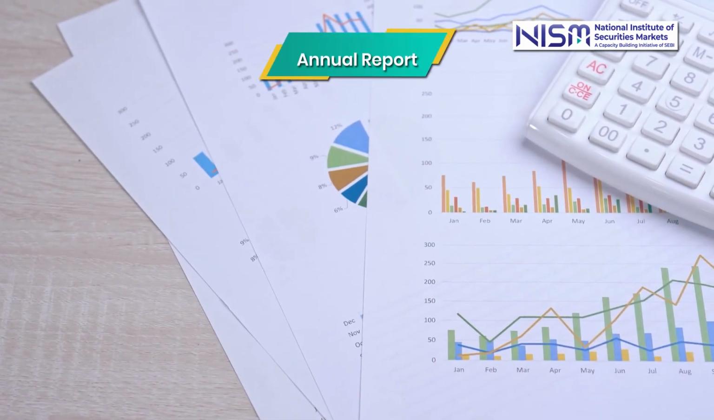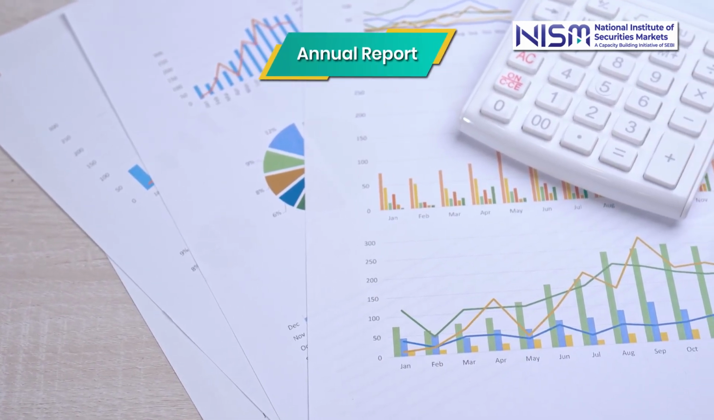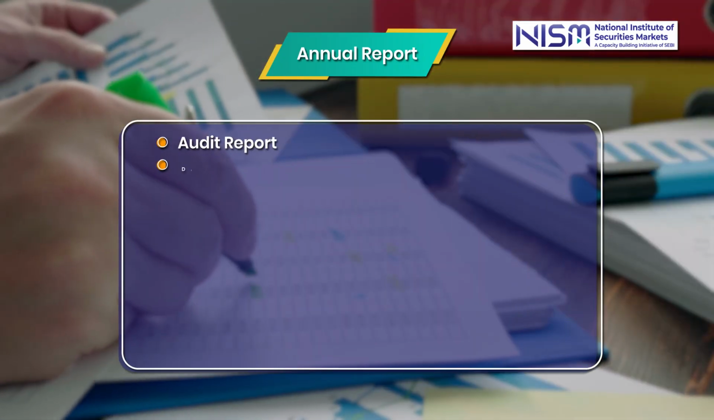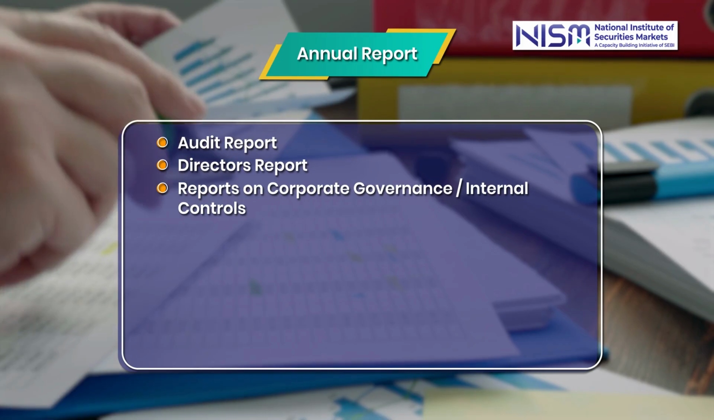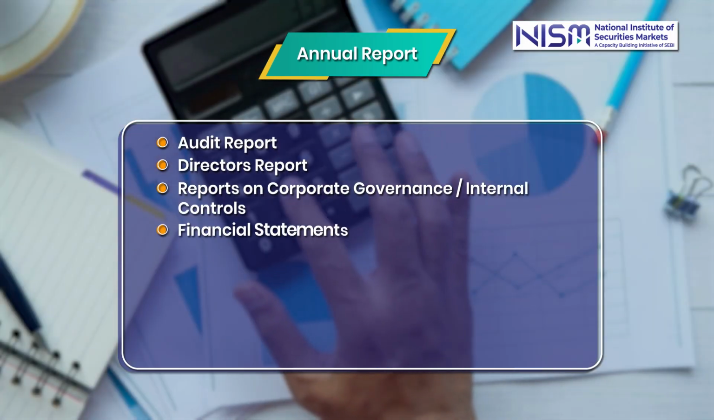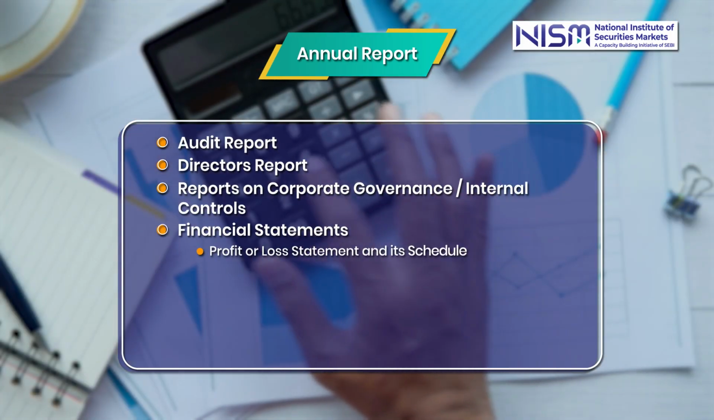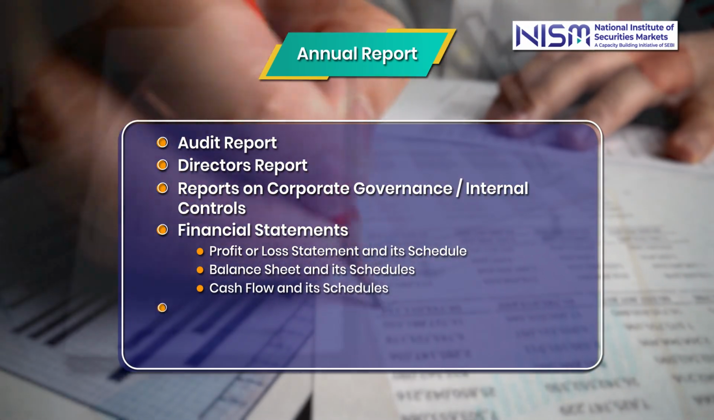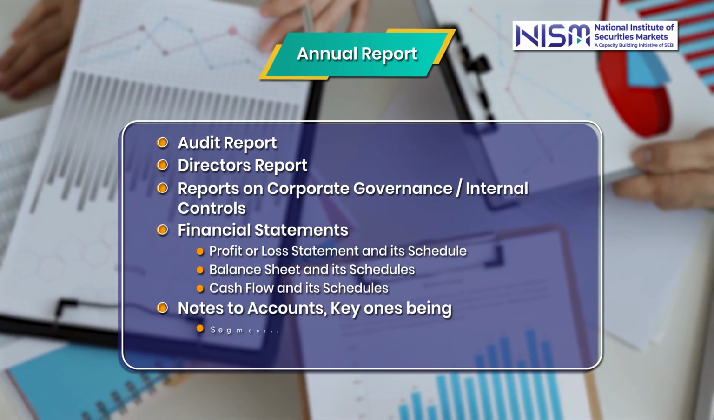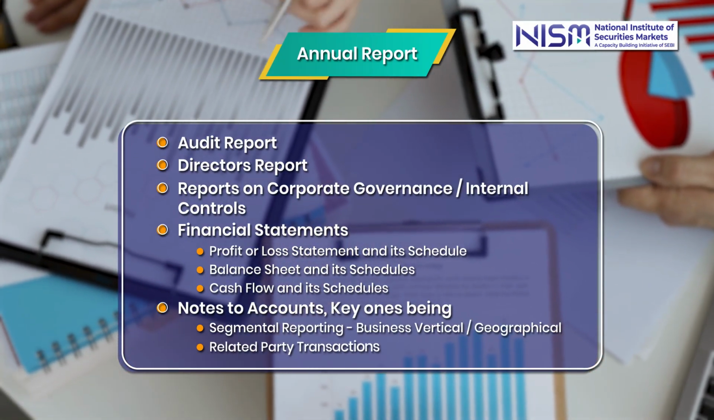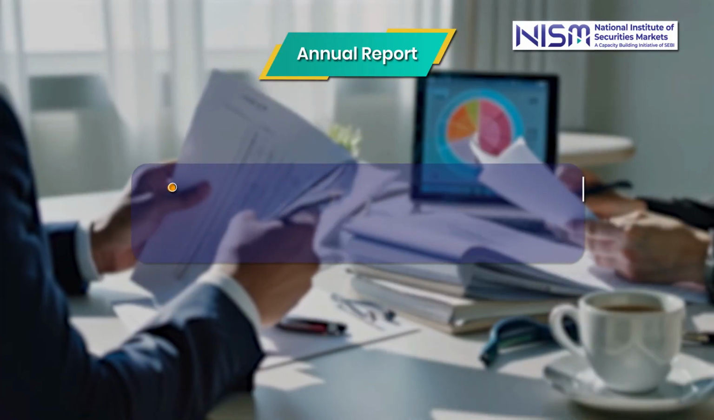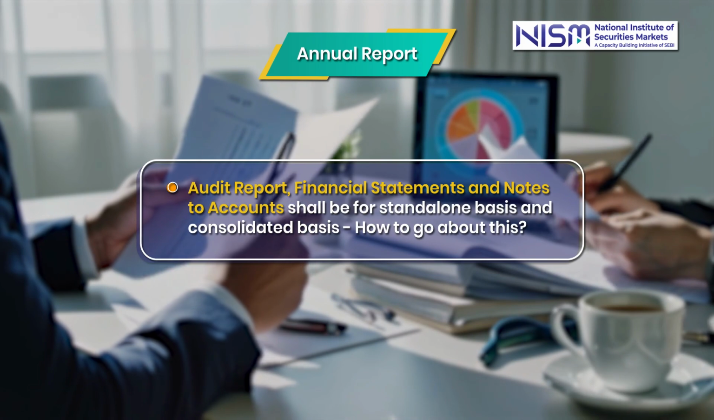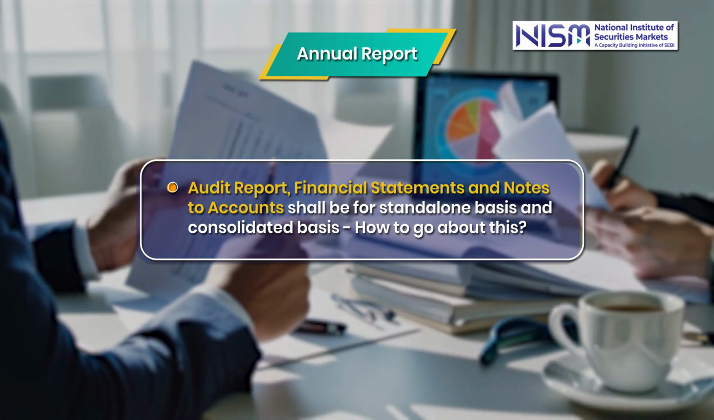The annual report of the company is broadly divided into around 6 or 7 sections. First is the audit report, director's report, reports on corporate governance, internal controls, the financial statements: the P&L, profit or loss statement and its schedule, balance sheet and its schedules, cash flow and its schedules, notes to accounts, key notes to accounts being segmental reporting, related party transactions. The audit report, financial statements and notes to accounts shall be in most cases on a standalone basis and on a consolidation basis.